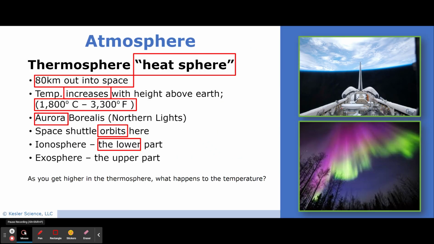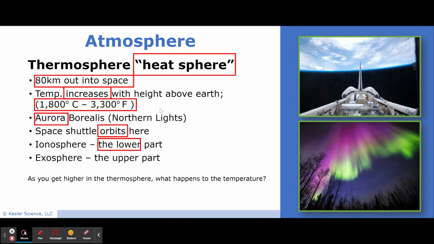All right, thermosphere is the heat sphere. You need to know that it's the heat sphere. It's 80 kilometers out into space. The temperature increases with height above Earth, 1,800 degrees Celsius to 3,300 degrees Fahrenheit. That's crazy. The aurora borealis, the northern lights, that's where that happens. The space shuttles orbit here.